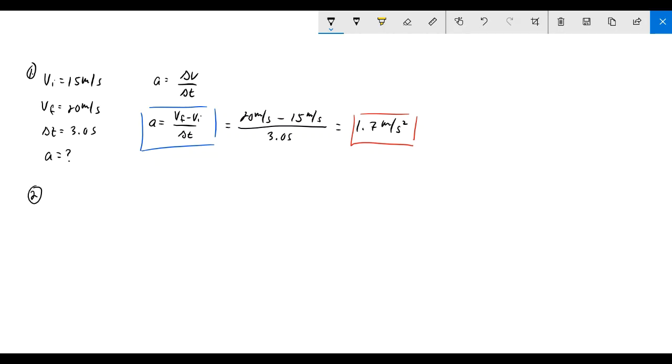The second problem is an apple falling out of the tree. So an apple that's falling is initially at rest in the tree. It's just resting there, hanging there, so initial velocity is 0. For this particular problem, it said that our time interval was 1.2 seconds. That's how long it took to hit the ground.